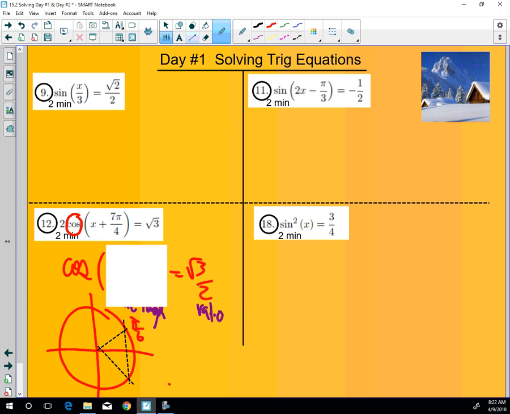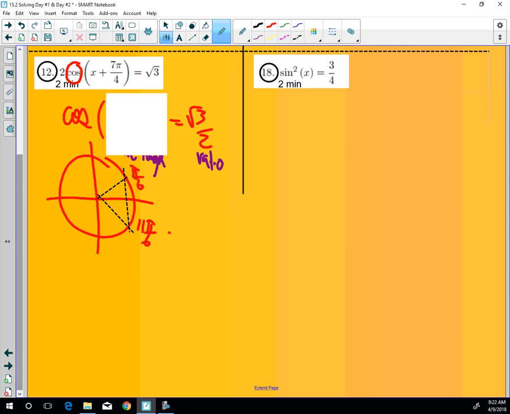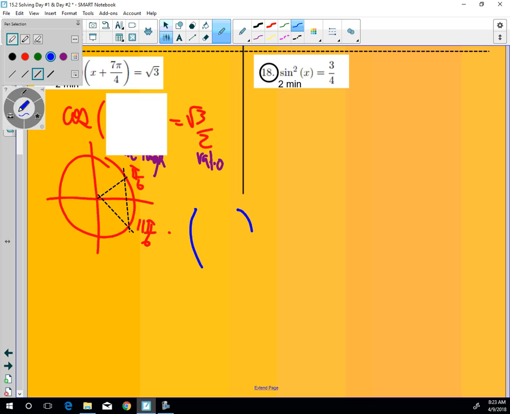6 and 11 pi over 6. See how handy this method is? There it is, used right away, very first one. Okay, so then once you have that, this parenthesis here has to be equal to pi over 6 in order to get that ratio. And it could also be 11 pi over 6.